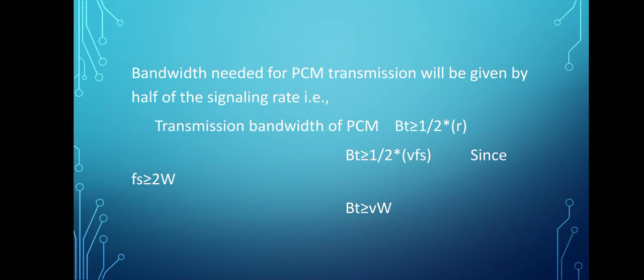The bandwidth needed for PCM transmission is half of the signaling rate. Hence the bandwidth is greater than or equal to 1 by 2 times R. Already we have seen R is equal to v times f of s. Hence we replace R with v f of s. Next, f of s is greater than or equal to 2W. We substitute f of s equal to 2W, the 2 gets cancelled and we get vW. Bandwidth is greater than or equal to vW.